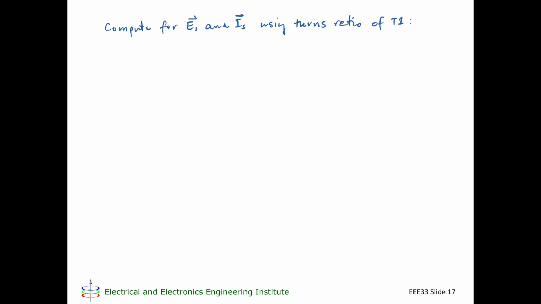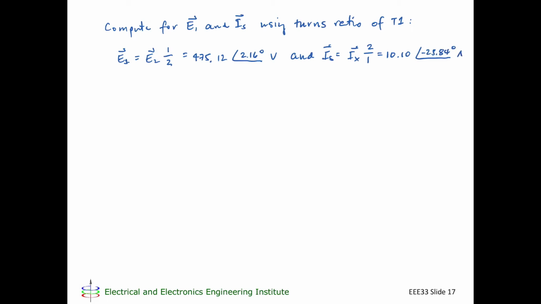Okay, E1 is equal to E2. The turns ratio for transformer 1 is 1:2. And I'm going to get 475.12 at an angle 2.16 degrees volts. And Is of S is equal to Is of X multiplied by the inverse turns ratio, 2:1, which will give me 10.10 at an angle minus 25.84 degrees amperes.